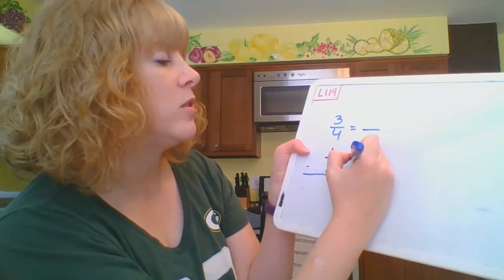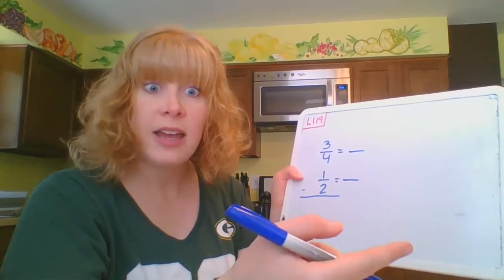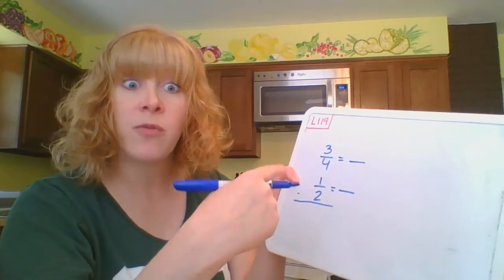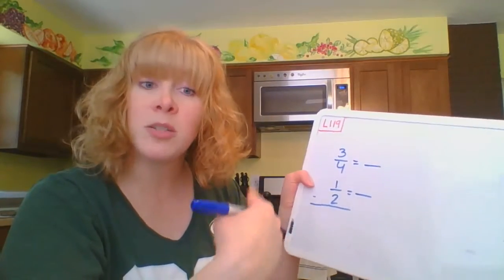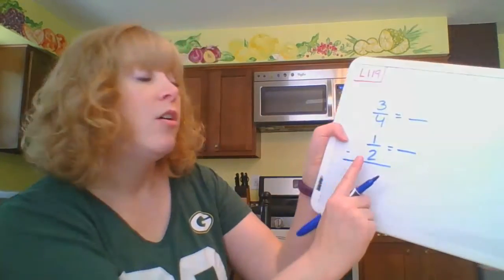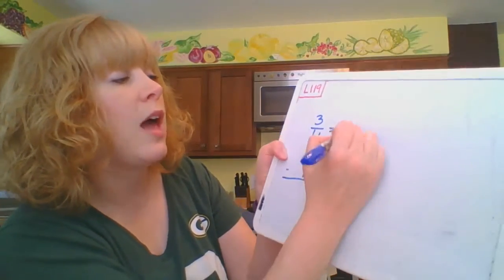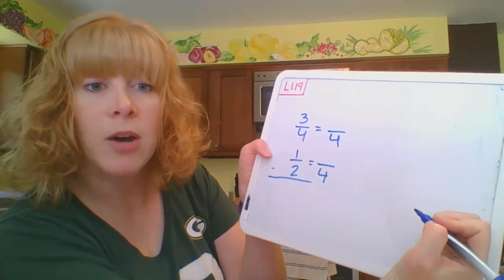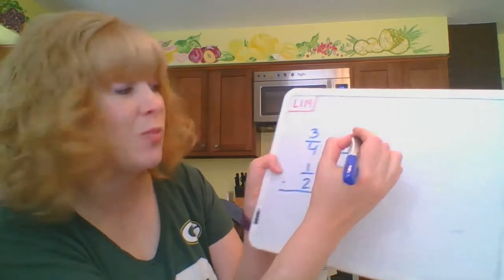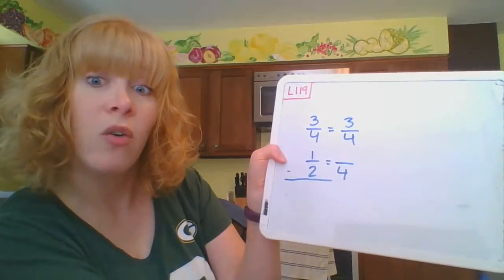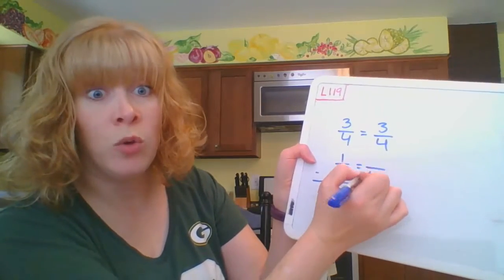So I'm going to think about my number rolls for my 2s: 2, 4, 6, 8, 10. I'm going to think about my number rolls for my 4s: 4, 8, 12, 16, 20, 24. 4 is a multiple of 4. 4 times 1 is 4. 4 is a multiple of 2. 2 times 2 is 4. So my common denominator, my lowest common denominator, my LCM is 4. So I don't need to change this one. I can just put that 3 over there. We're good to go.